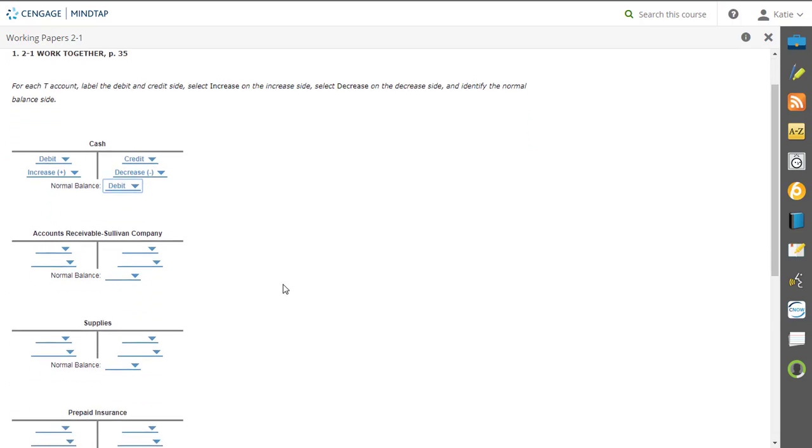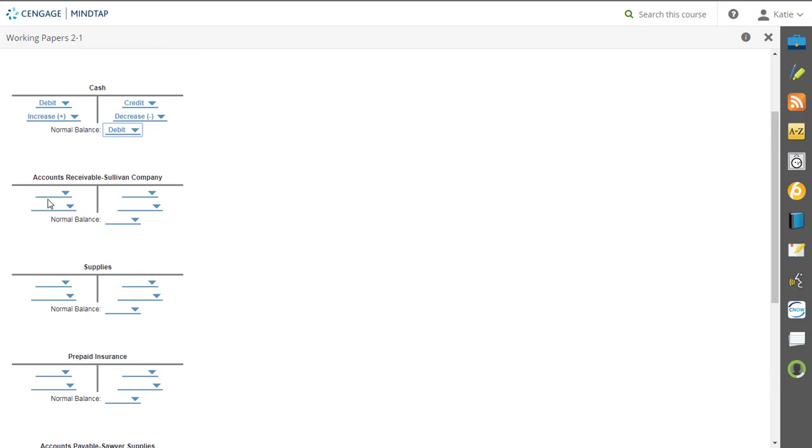Okay? Now, let's take a look at our next account, which says accounts receivable, Sullivan Company. It doesn't matter the account. Left debit. Thank you. Left debit, right credit, left debit, right credit. Always remember that. Accounts receivable, Sullivan Company. Morgan, what type of account is it? Is it an asset, a liability, or owner's equity?